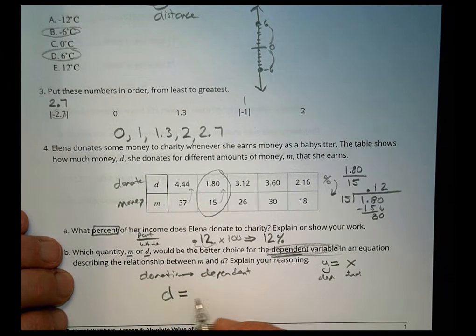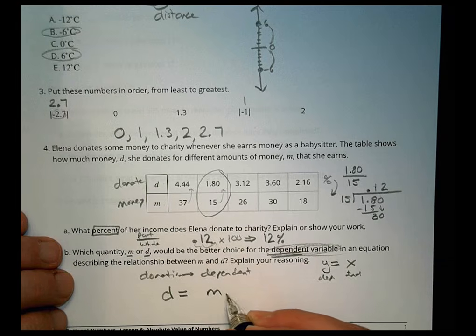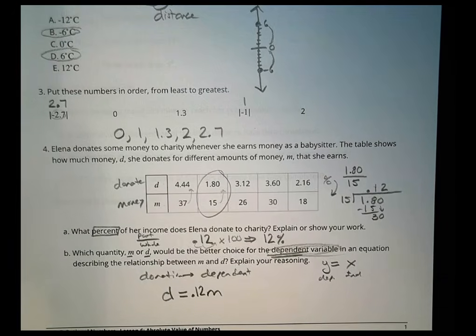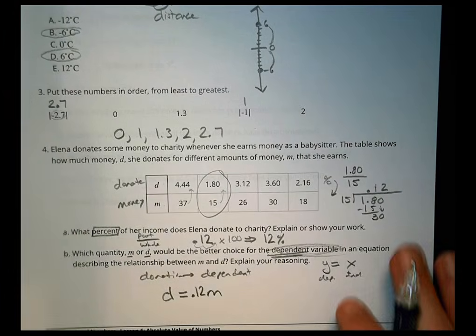And to figure out how much she would donate, we take the amount of money she makes and we multiply that by the percent that she donates, 0.12. So 0.12 m equals d. And that becomes our equation on the next page as well, which you could write there if you chose to. I just wrote it on this page instead.